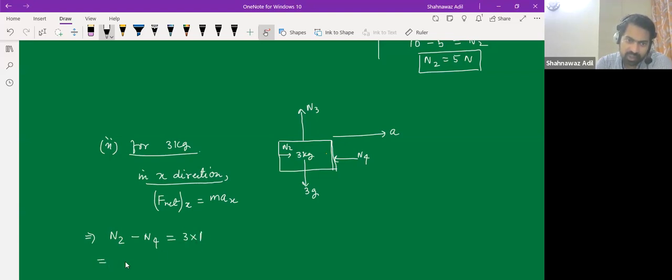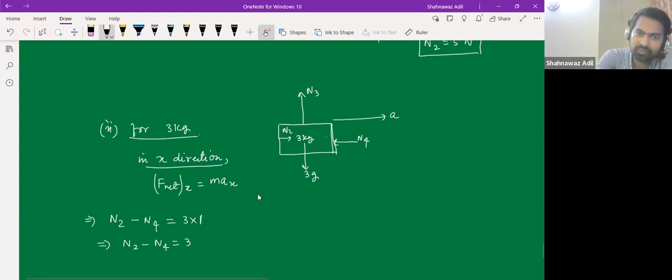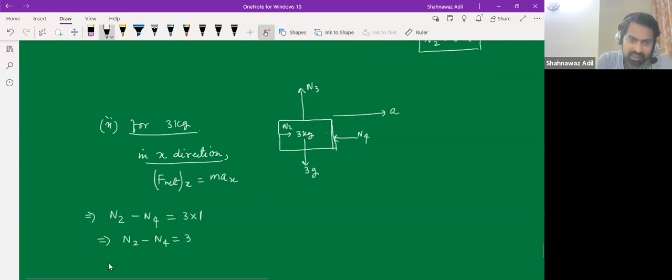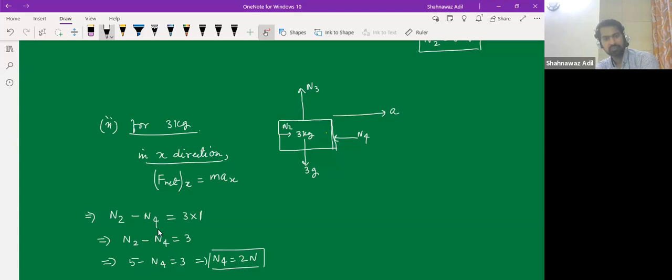So then m is 3 and acceleration is how much? 1 meter per second square. So this is N2 minus N4 equals 3. And what is the value of N2 that we got? 5 Newton. So 5 minus N4 equals 3, so N4 is 2 Newton. Right, everyone? Yes, sir.